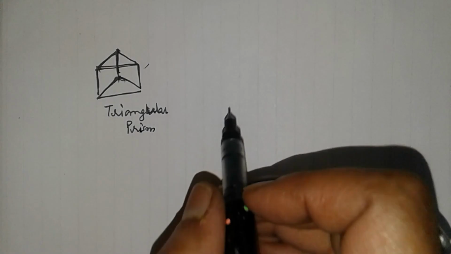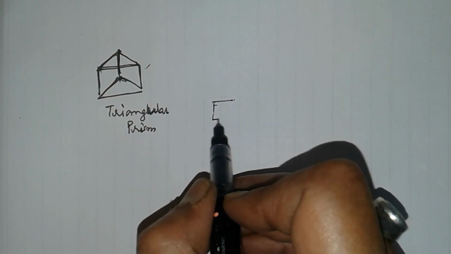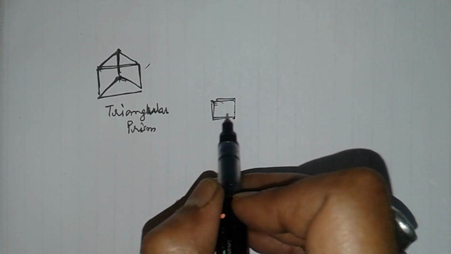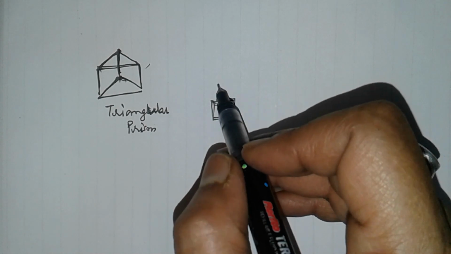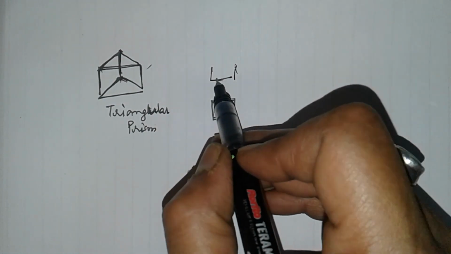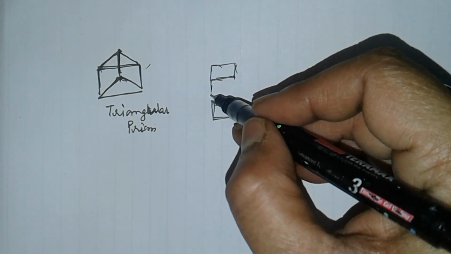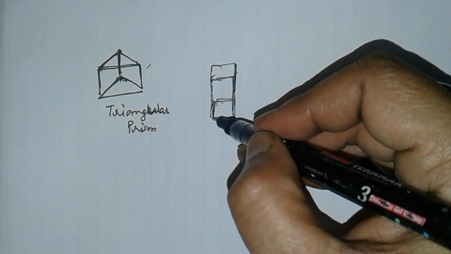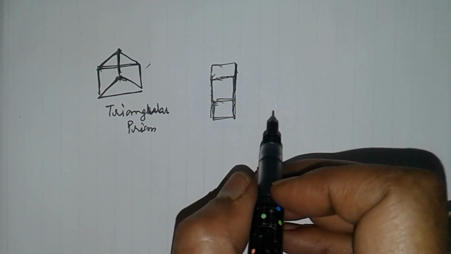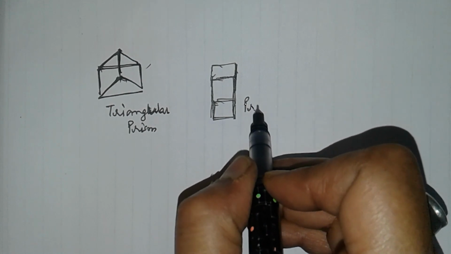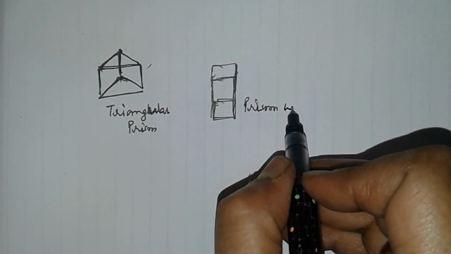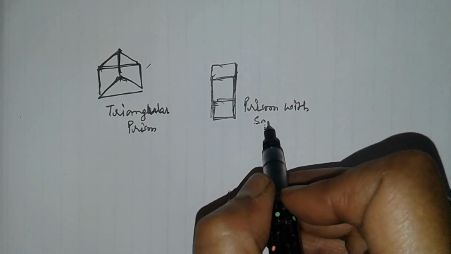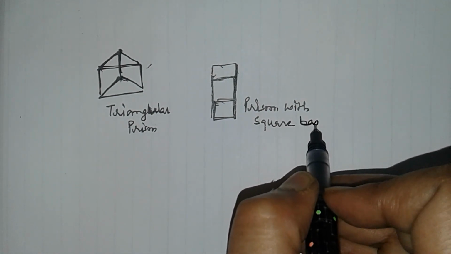Now suppose the base is a square. If the base is square, the top will also be a square. So in that case, whatever we get here is known as a square prism, with a square base. Now the next point we discuss is the pyramid.